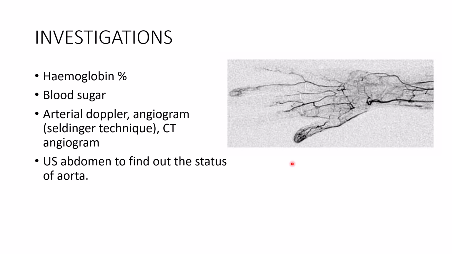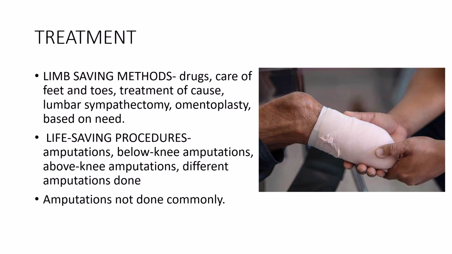Over here you can see this portion. This is an arterial Doppler of the radial artery, and over here you can see there is dry gangrene, a gradual loss of blood supply leading to dry gangrene formation. So next we'll be seeing the treatment for this.